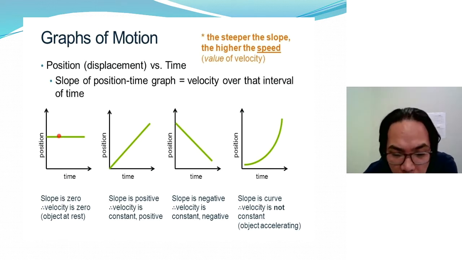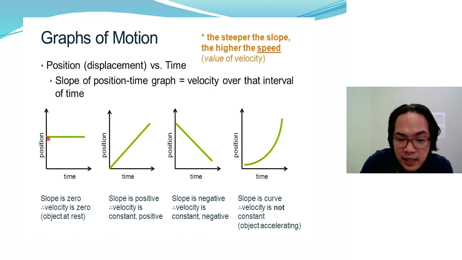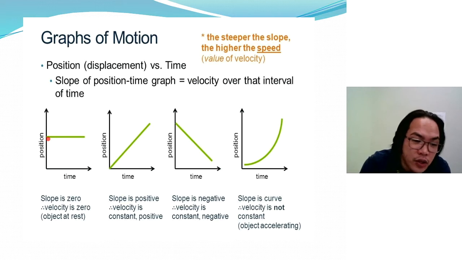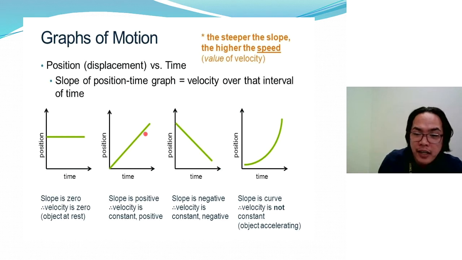So for the first diagram, the slope is a horizontal line. That means the slope is 0, which means velocity is 0 because slope represents velocity. You can explain that in this graph, the object is at rest or not moving. For the second diagram, the slope here is positive, therefore the velocity is constant and also positive. I'm going to show you later in our calculations if this diagram really shows constant velocity, because we will be solving graphs later.